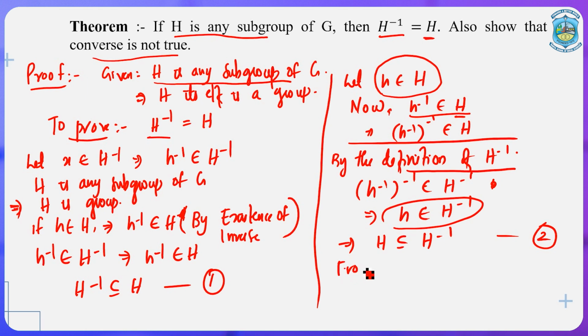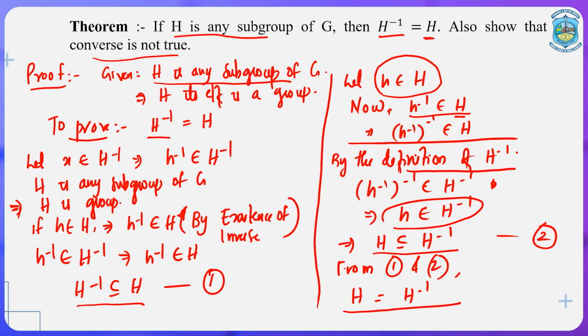From 1 and 2, we can conclude that H is equal to H⁻¹. Why? Because H⁻¹ is a subset of H and H is a subset of H⁻¹. That is why we have written H is equal to H⁻¹. So, the first part of the theorem is done.